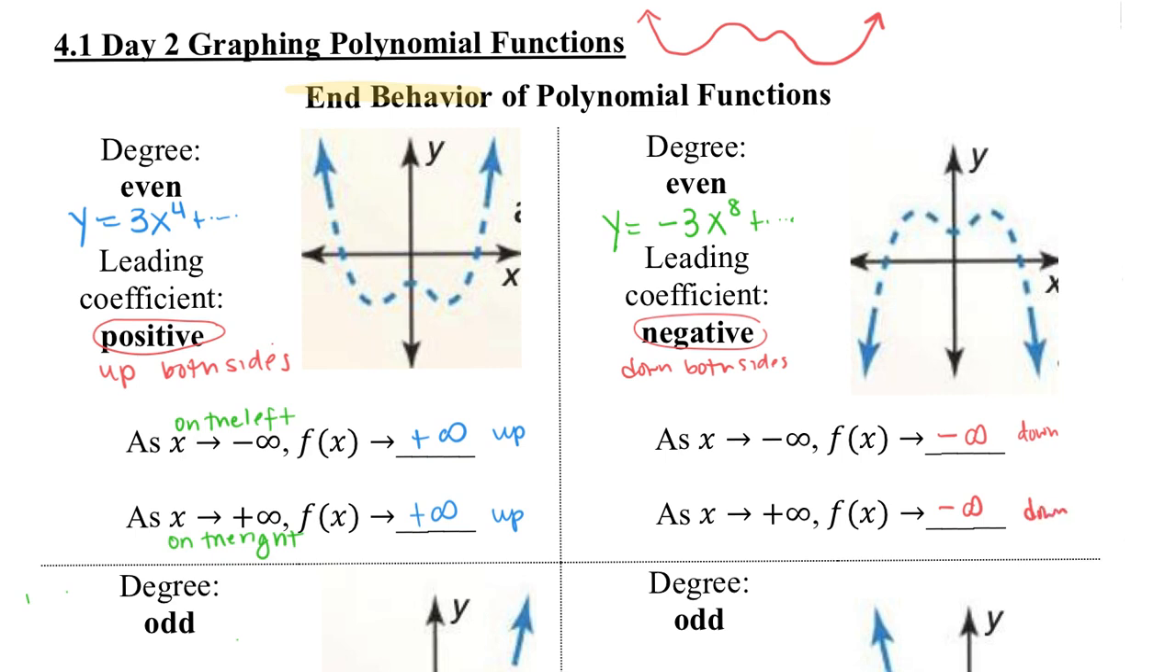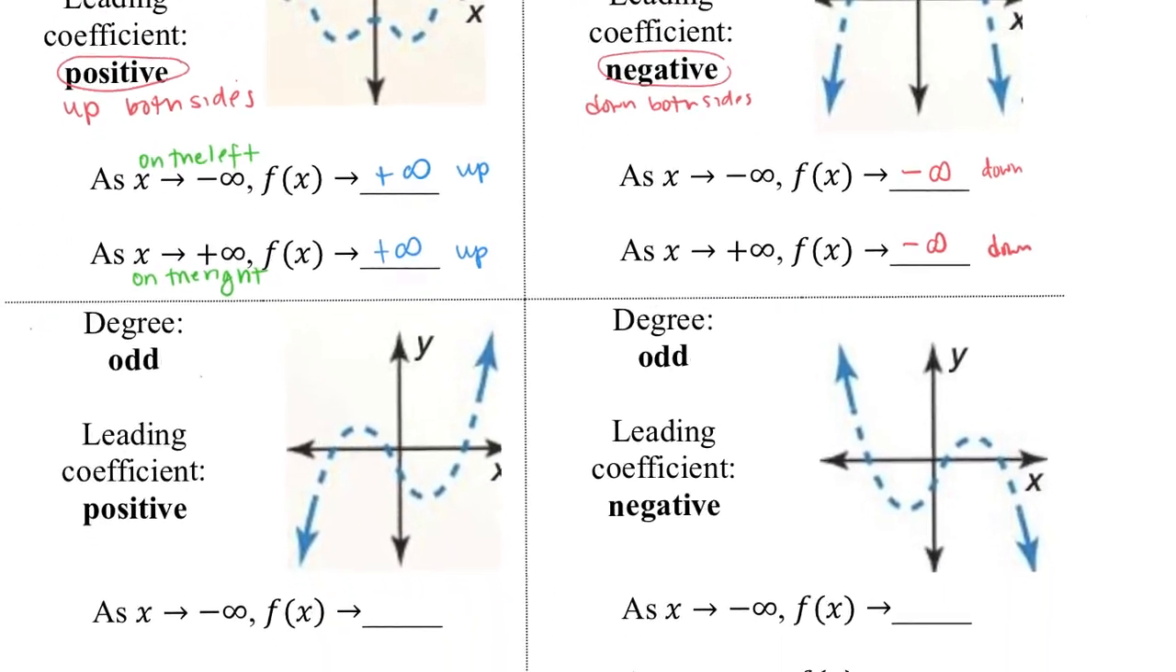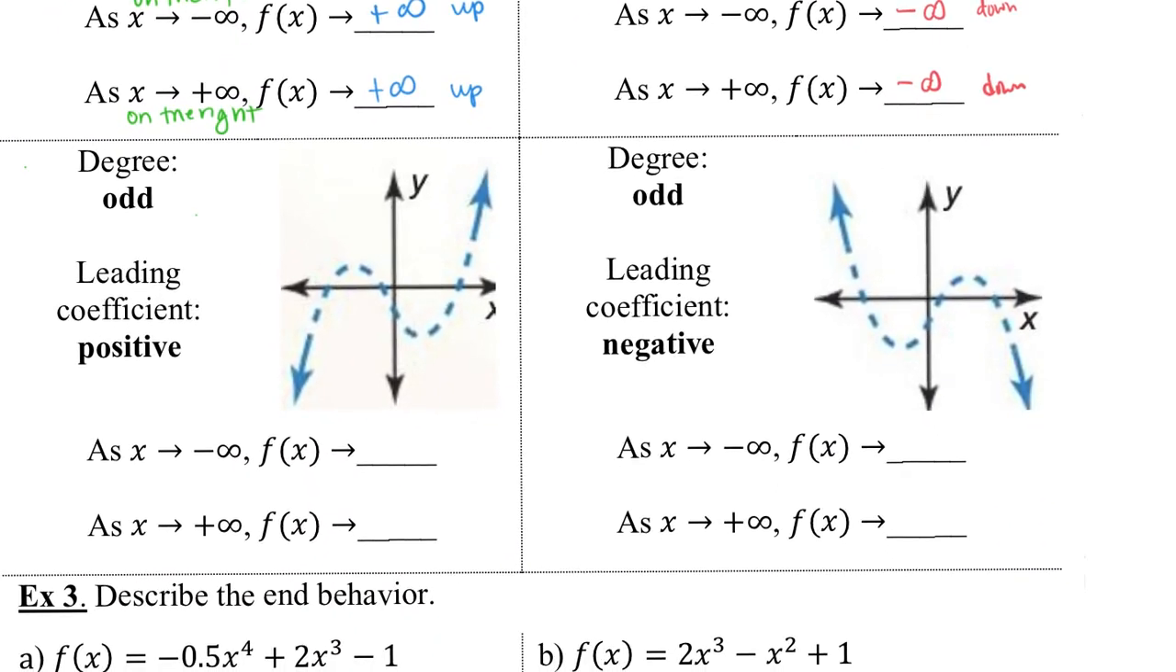Okay, both of these had even degree. Let's look at odd. Okay, now if it's an odd degree, it might be something like this. Actually, does this have a positive? It has a positive. So maybe 3x to the 5th, the exponent's odd, plus a bunch of stuff. If it's an odd, it does not match on the left and the right. One side goes up, one side goes down. Odd is a mismatch.